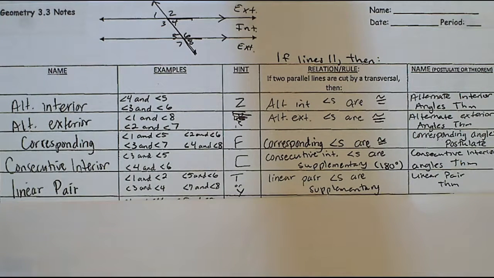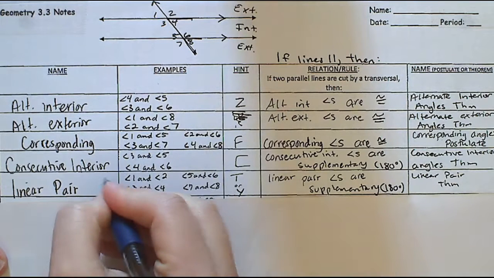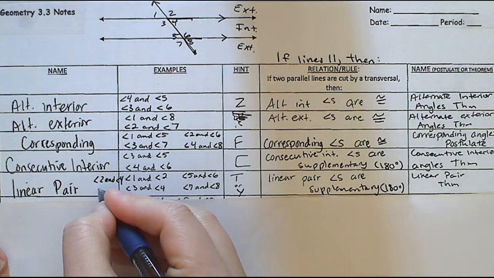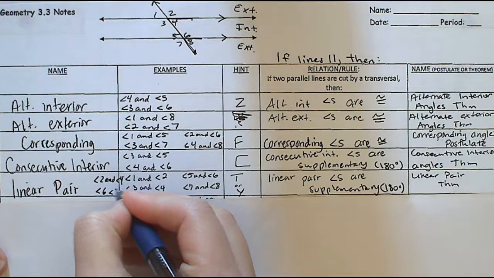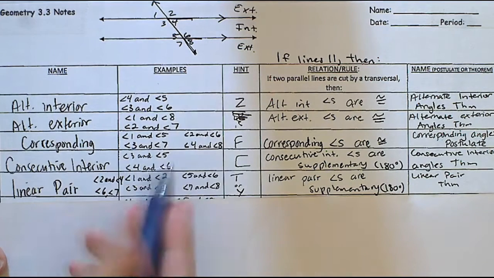A linear pair we already know a lot about, but it's good to just put in this chart that linear pairs do exist in parallel lines cut by a transversal. They're still supplementary, which means that they add to 180 degrees. Some examples would be angles 1 and 2, 3 and 4, 5 and 6, 7 and 8. Also, angles 2 and 4. I'll add that over here, angle 2 and angle 4, or angle 6 and angle 8. Those are also examples of linear pairs. Oh no, not 6 and 7, 6 and 8. Whoops.